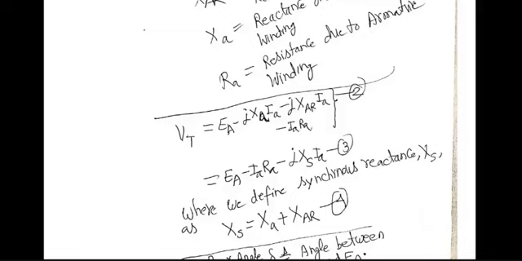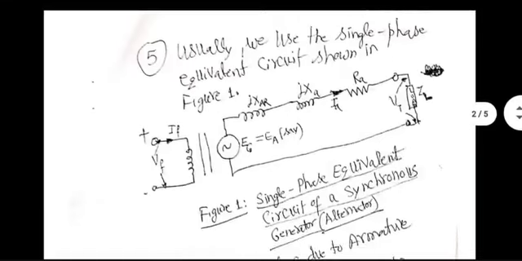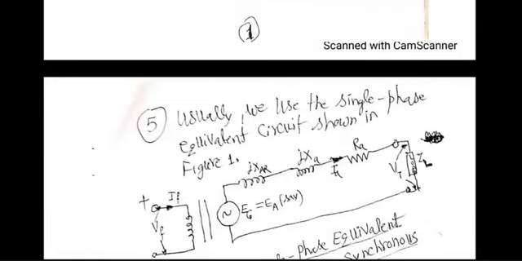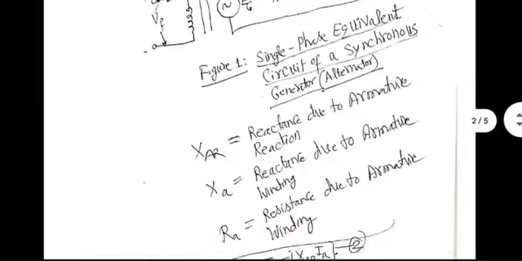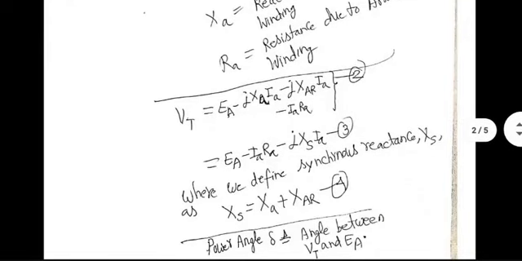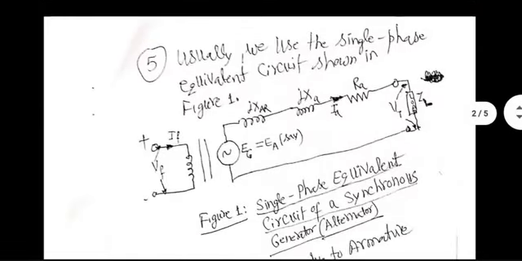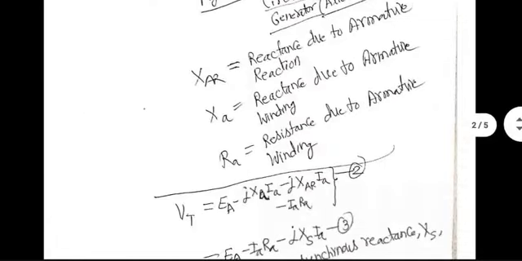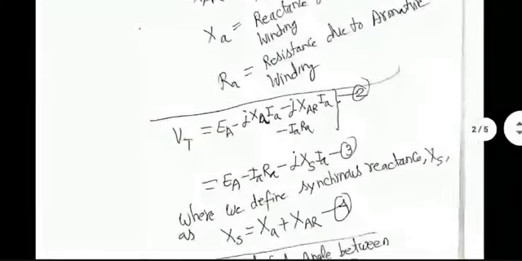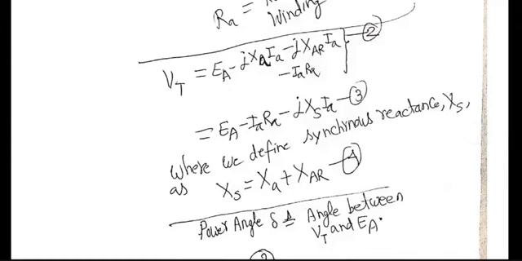And this is all done for phase A, let's say. For phase B, EG would become the same value with minus 120-degree phase shift or plus 120-degree phase shift, depending on the sequence. And for phase C, you'll have minus 240-degree or plus 240-degree phase shift. That's it. So the analysis can be done primarily on a single phase basis. We are, of course, assuming balanced system. XS is XA plus XAR.